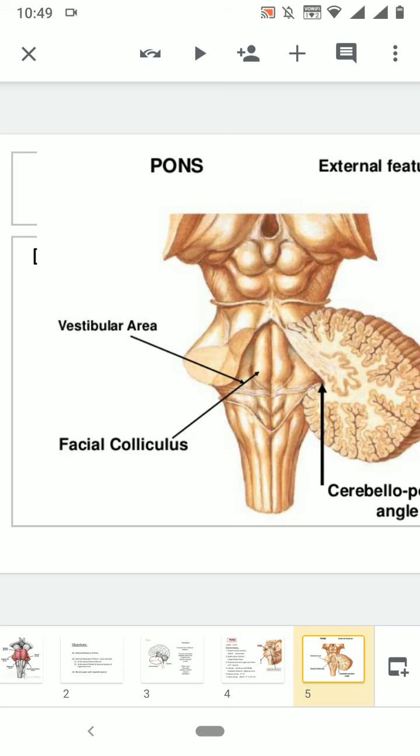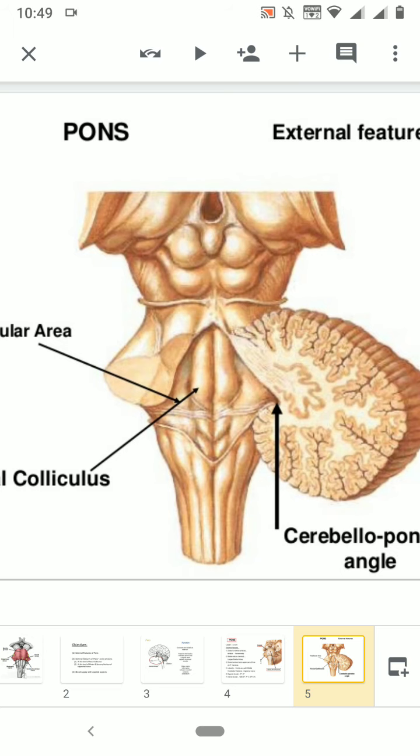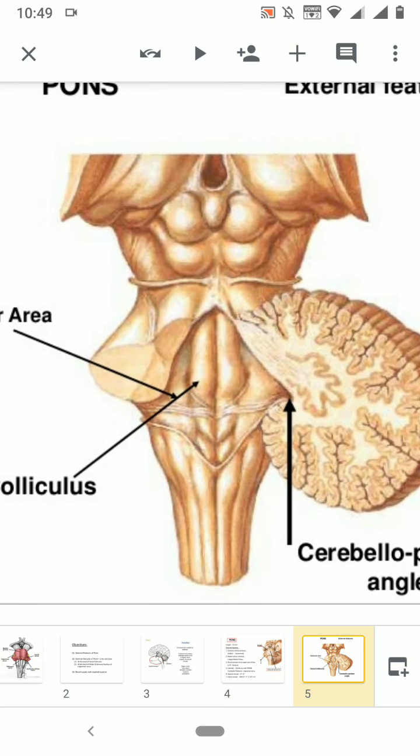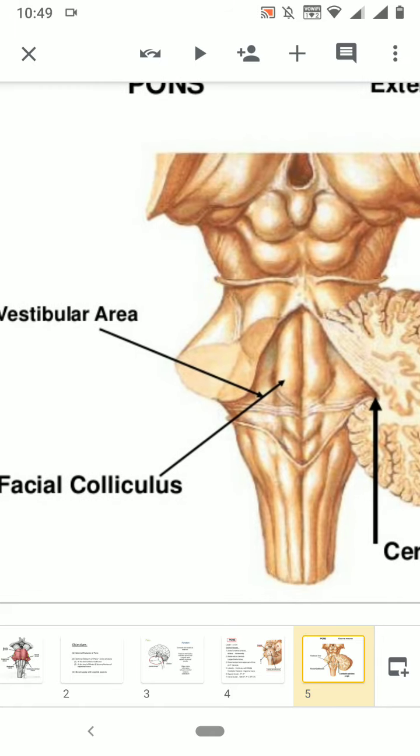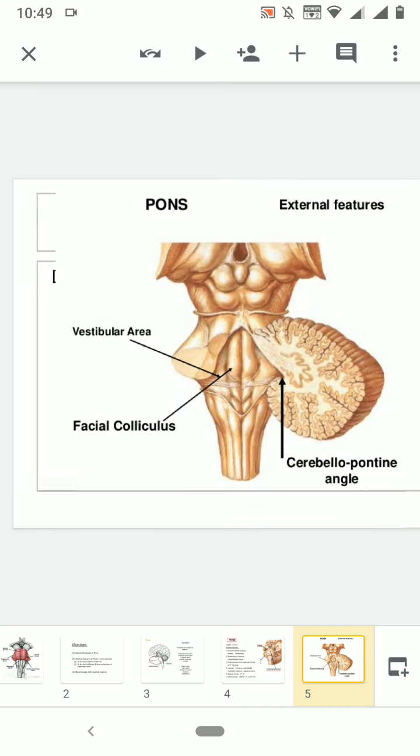So a little lateral to that, you can see over here the vestibular area is marked, and you can also see the cerebellopontine angle, which has a lot of clinical importance. So basically, to see the dorsal surface of the pons, we have to remove the cerebellum, open up the roof of the fourth ventricle, and you can see the floor of the fourth ventricle, which is nothing but the dorsal surface, the upper part of the floor of the fourth ventricle, dorsal surface of the pons, whereas the lower part of the floor of the fourth ventricle is by the dorsal surface of the medulla oblongata.